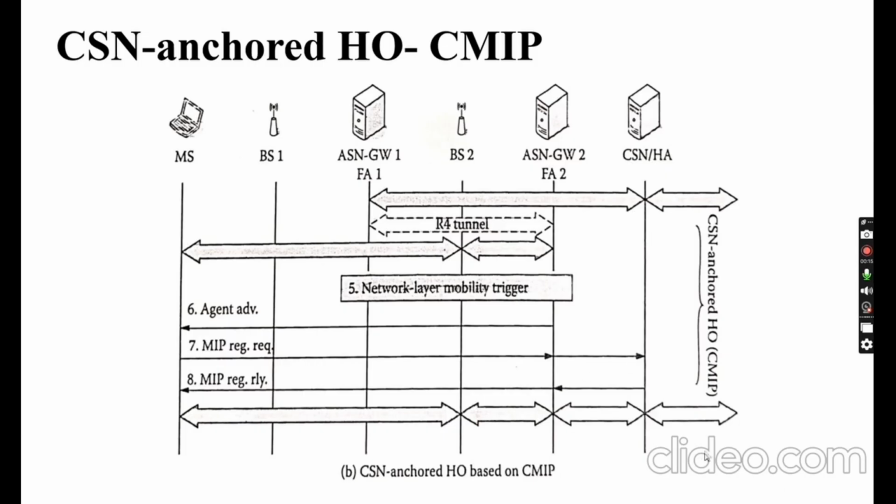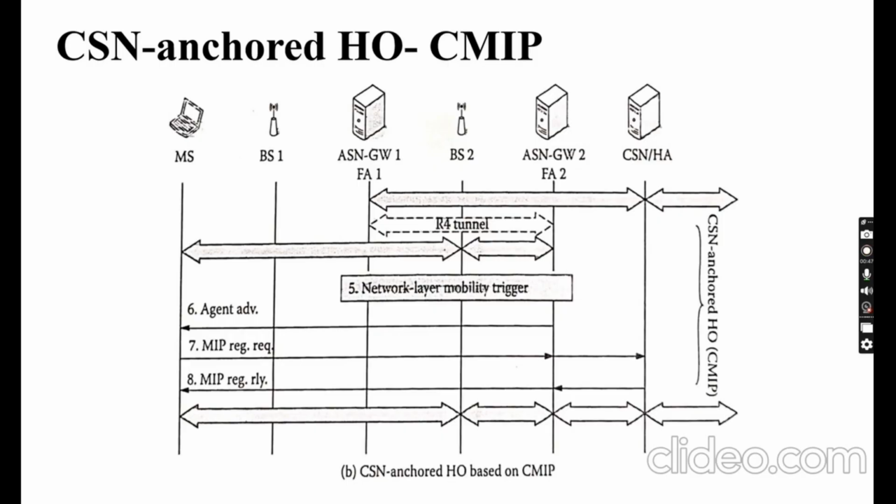It contains a network layer mobility trigger where the call is being transferred from foreign agent one, that is the first gateway, to foreign agent number two. Here again, agent advertisement will be done from the new gateway to the mobile station. Again, a request will be given to the CSN, similar to PMIP, and registration will be done. That is also similar to PMIP. The agent advertisement is the one extra feature added in CMIP, and the link layer handover is not carried out here. That is the difference between CMIP and PMIP.